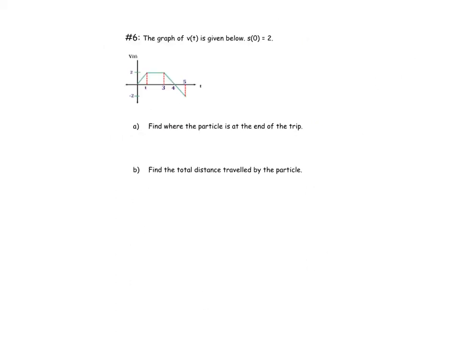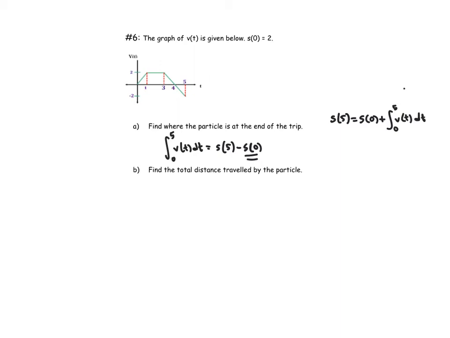Okay, number 6, the graph of v of t is given below, where the initial position is 2. We want to find where the particle is at the end of the trip. We want to know its displacement. Displacement is related to location. So we're going to take the integral from 0 to 5 seconds of v of t, which will be equal to the position at 5 minus the position at the start. We know the position at the start was 2, so I'm going to rewrite position at time 5 as equivalent to the position at time 0 plus the change.